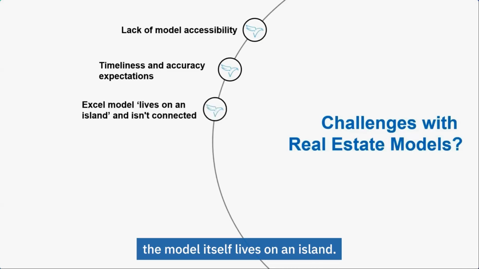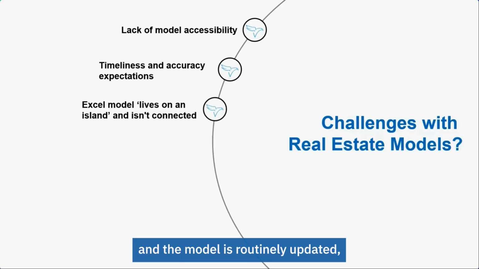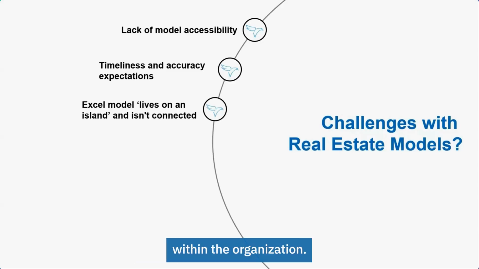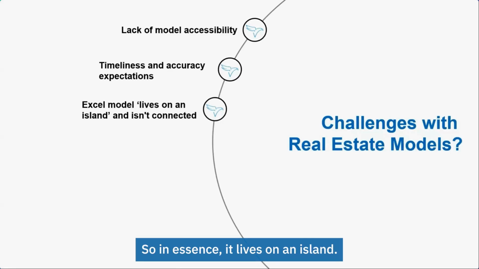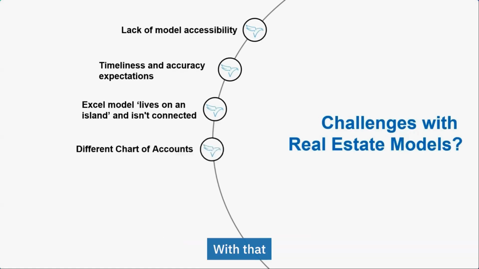And with that is really a huge issue. The model itself lives on an island. So even if various team members do have access and the model is routinely updated, it is likely not tied to any other system within the organization. So in essence, it lives on an island. So if a team member makes an update in the file, it is only reflected in that file and nowhere else within the organization.